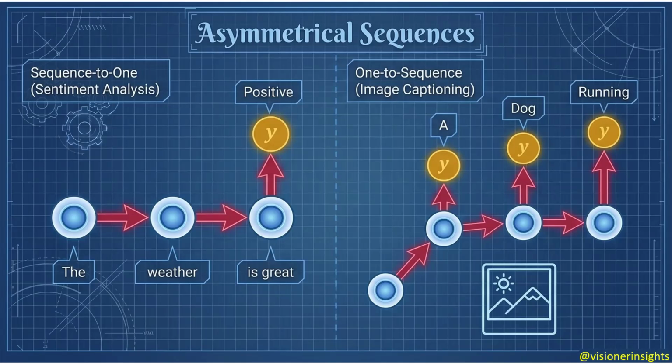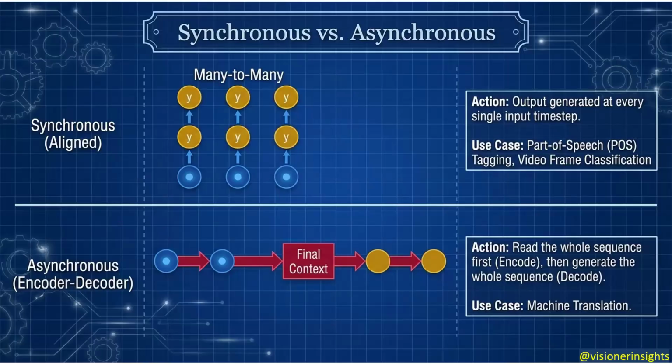On the flip side, one-to-sequence is used for things like image captioning. You input a single image at the start, and the network uses its hidden state to sequentially generate the words, a dog running. And for many-to-many, we actually have two flavors. We've got synchronous configurations, where the inputs and outputs are perfectly aligned at every time step. This is awesome for tasks like analyzing every single frame of a video.